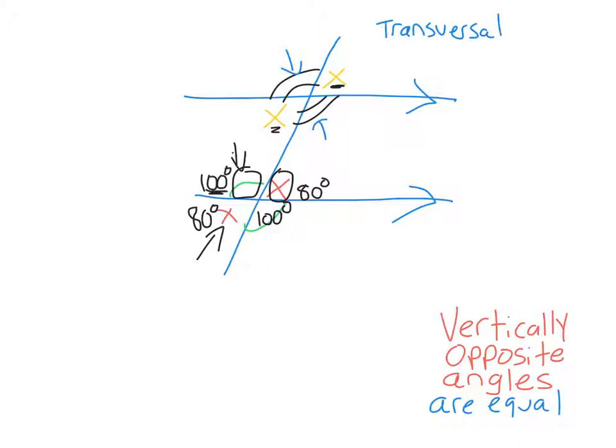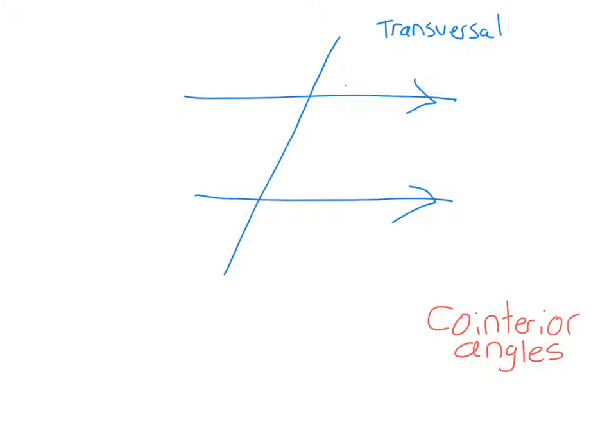So now we're going to go through another type of angle. Please pause and copy this down if you need. So now we look at co-interior angles. So interior means inside and co sort of like means together.